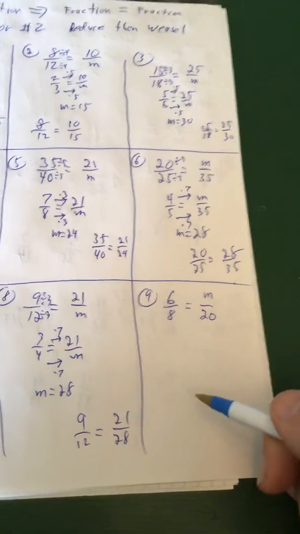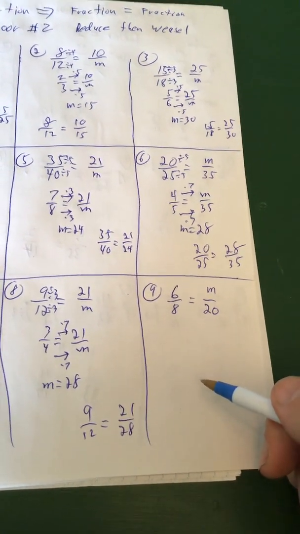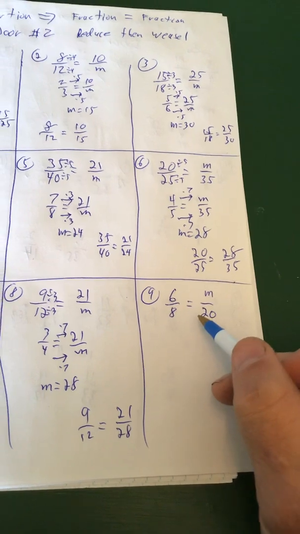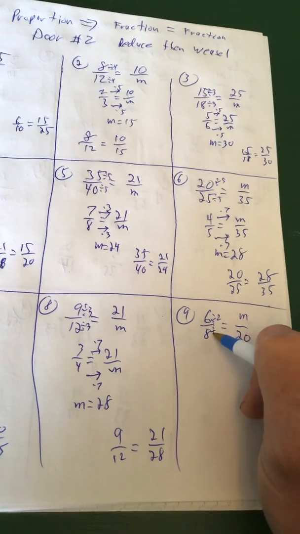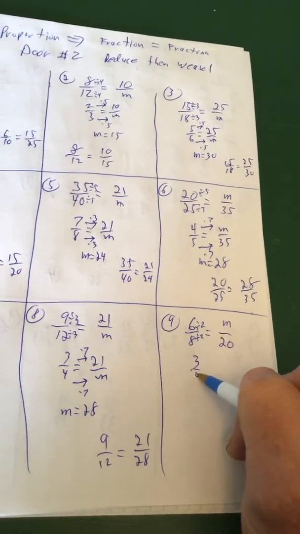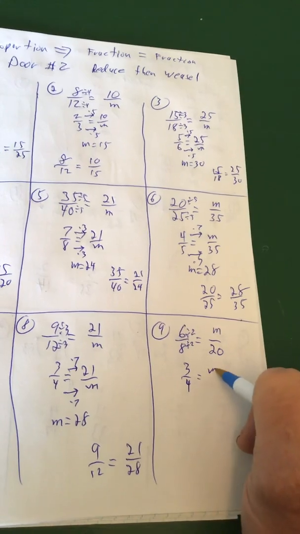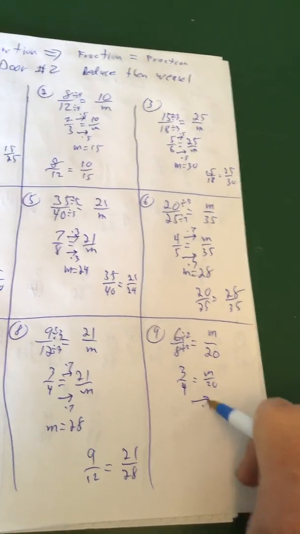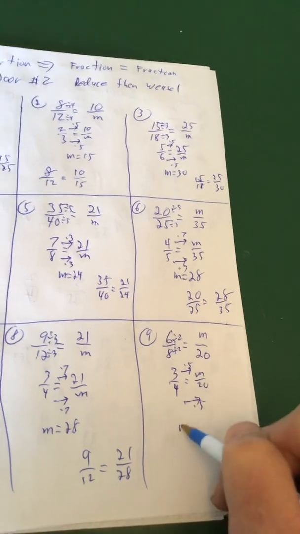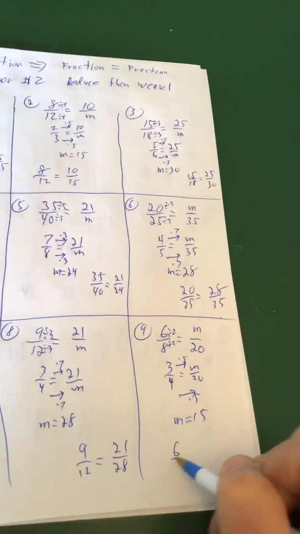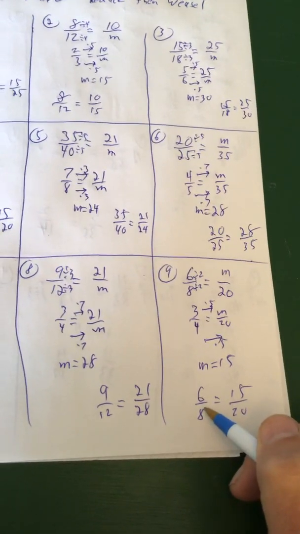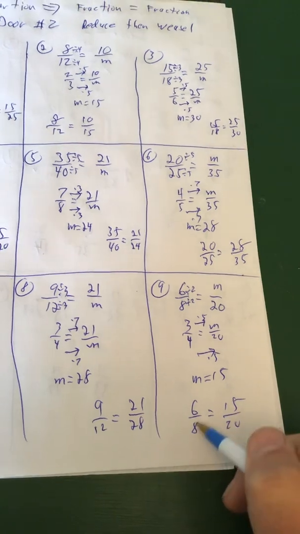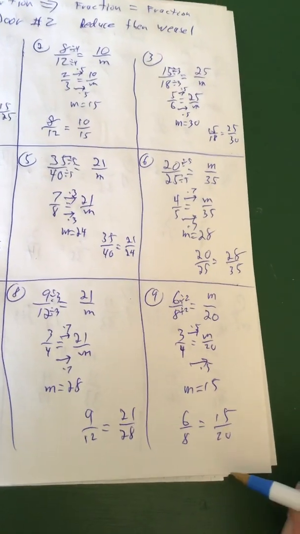And last one here, number 9 for this video. Copy and go. You can do this. I can't do door number 1. I can't just weasel. But can I reduce this? Yeah. I can divide by 2. I can divide by 2. That's 3/4 equals m over 20. Oh, well that's just times 5. So that's times 5. m equals 15. So 6 over 8 equals 15 over 20, because this reduces to 3/4 and this reduces to 3/4. 3/4 equals 3/4. So I'm right and I know I'm right.